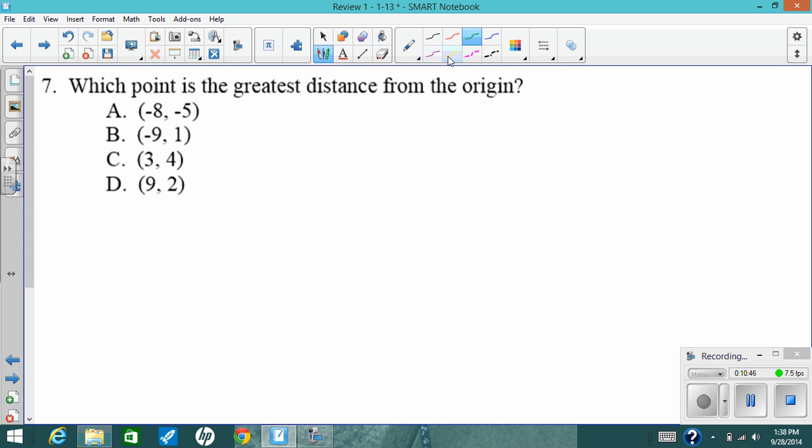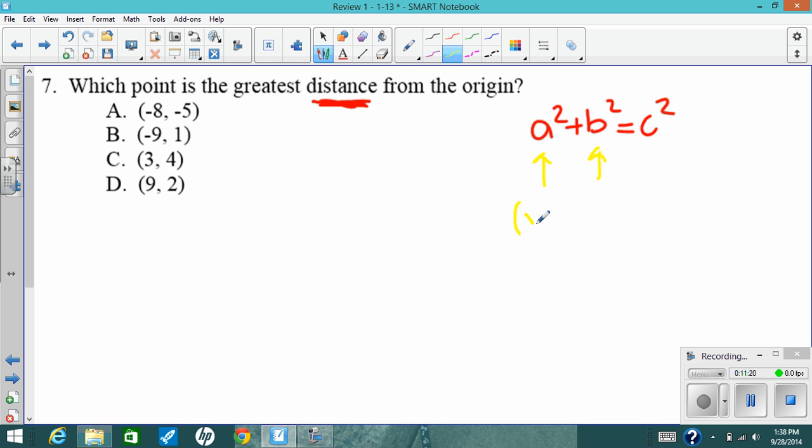We want to know which point's the greatest distance from the origin. There's that word distance again. We're going to use the distance formula. You could draw a coordinate plane and plot these points and see which one's further. Remember that the distance formula comes from the Pythagorean theorem. That's a squared plus b squared equals c squared. And this a and this b, those are the values of how far apart are the x values, how far apart are the y values.